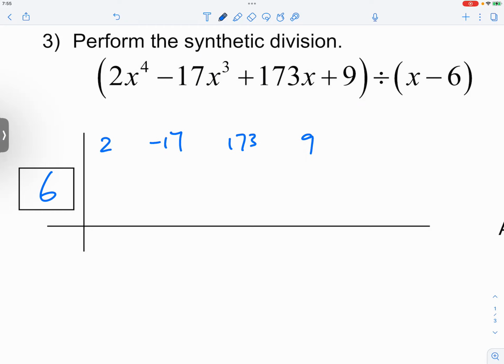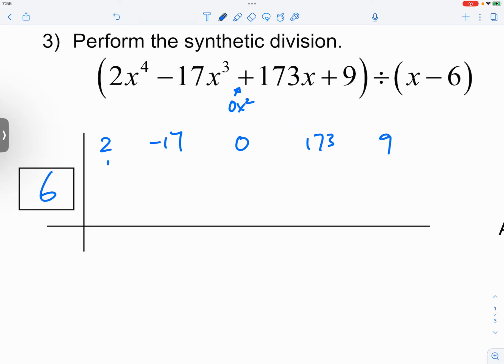Okay. So this is how your default thinking is going to help you out. The default thinking is you always assume there could be a missing term. And in this case, we do have a missing x squared term right here. Sometimes it has 1, sometimes it has more. So you always need to be very cautious.